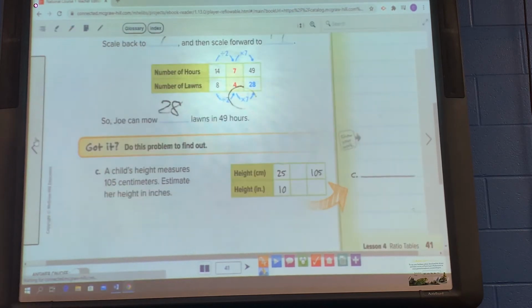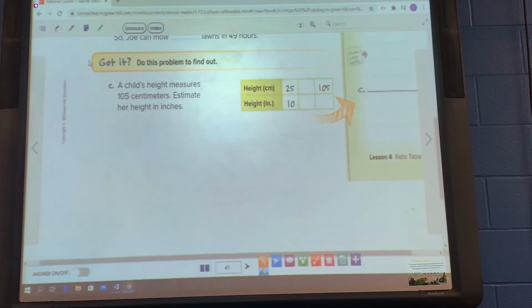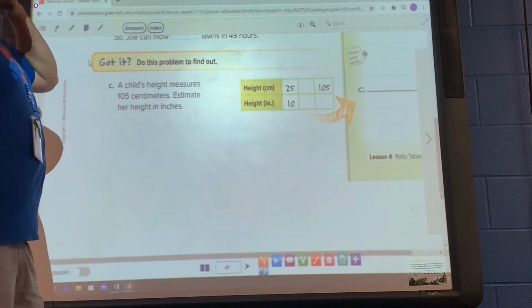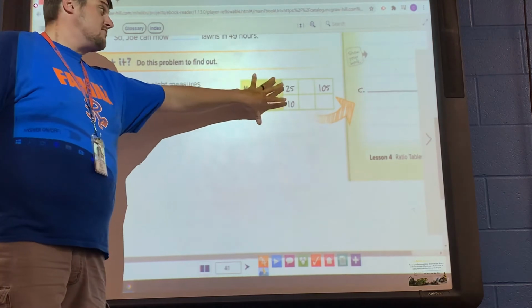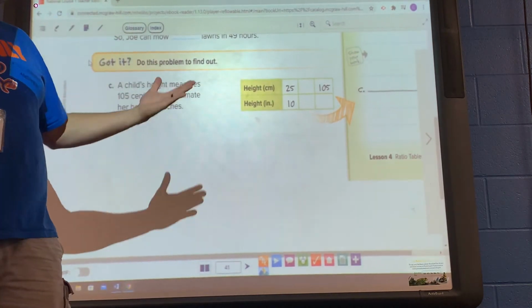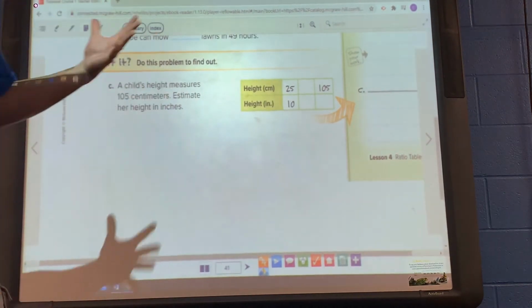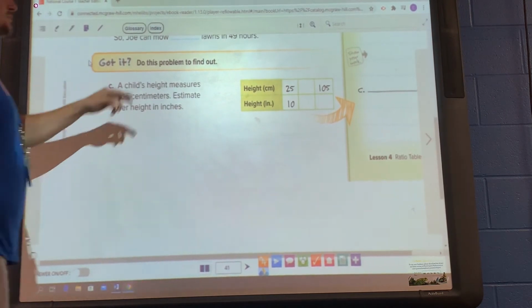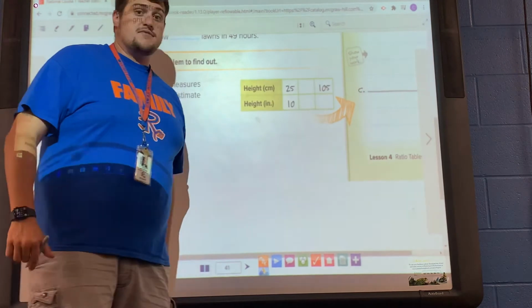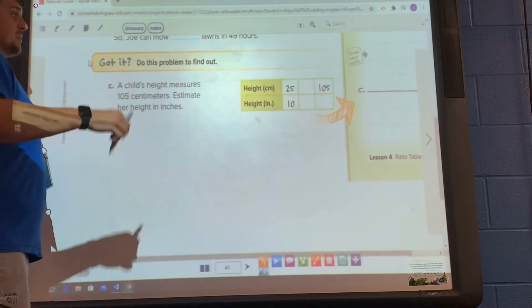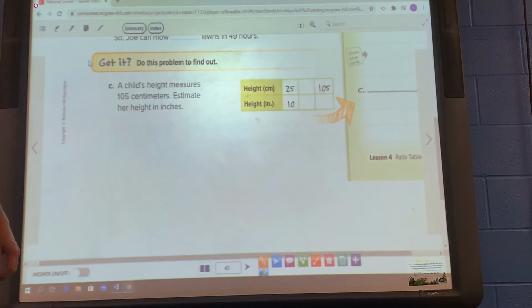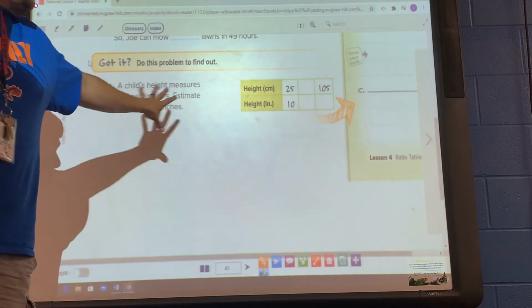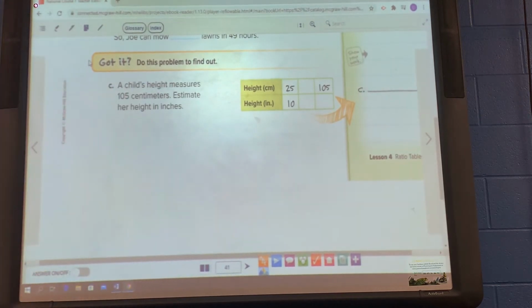So, now let's go back, and I want you guys to do letter C on your own. Okay? Read through it, and then you're going to fill this in. Remember, there's no way you can go from 25 to 105. It doesn't work together. There's not one number you can multiply or divide by to get from 25 to 105. So we got to find a number that works for both of them. Go ahead and pause it, and then do letter C and come back, and we'll go through it together.